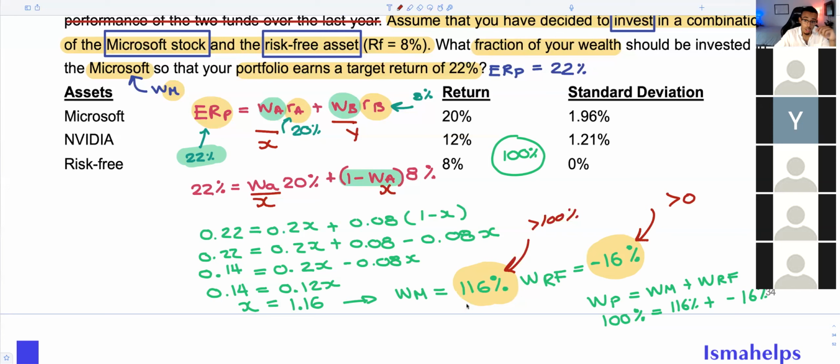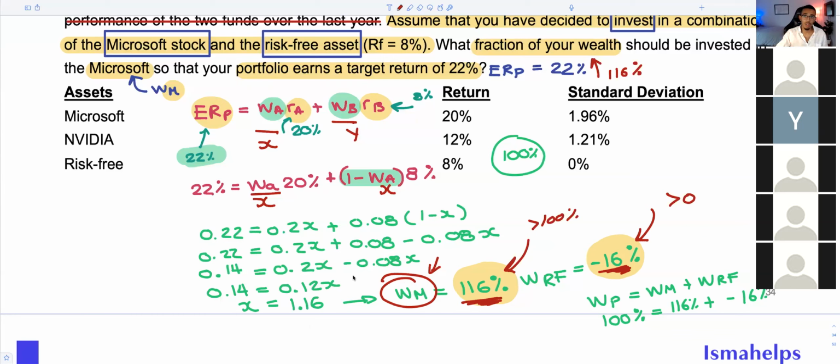So the answer would be 116% in Microsoft, and then minus 16% in the risk-free asset. So what fraction of your wealth has to be invested? It has to be invested at 116%. Okay? Because you're breaking, essentially, well, let's break it down to 2 steps. No matter what, the answer would be what you get with the weight with this number here. Okay, that's your answer. But remember the rule that it cannot go over 100%.